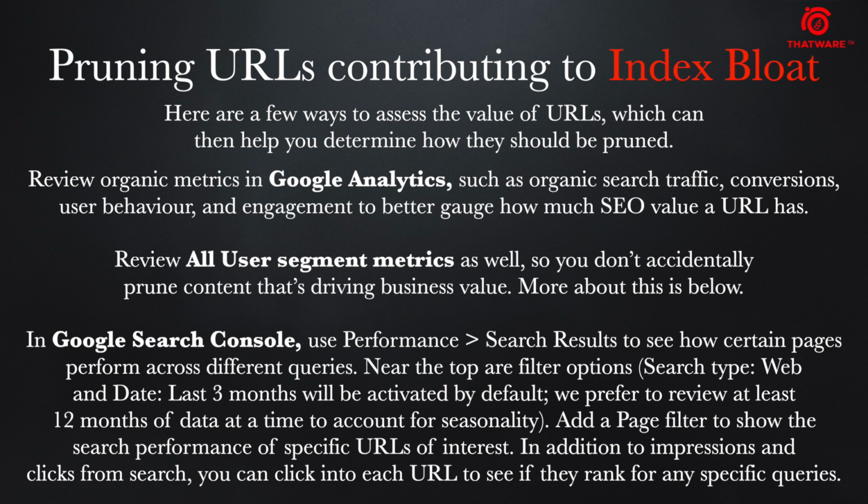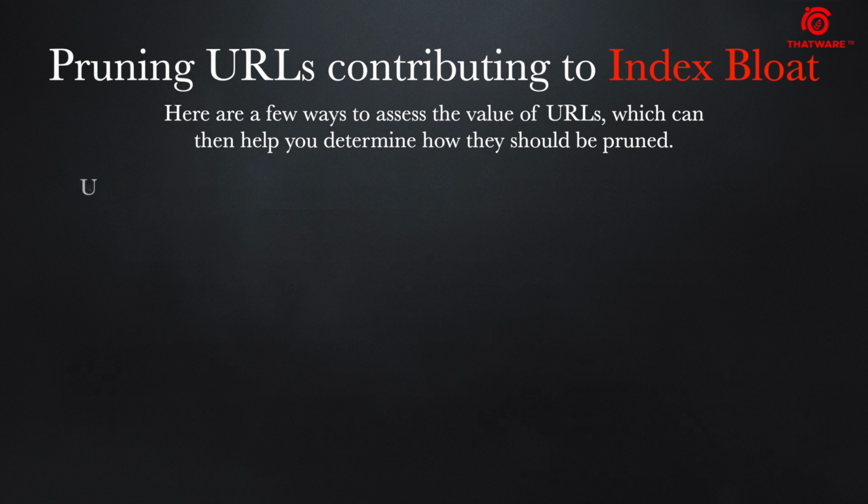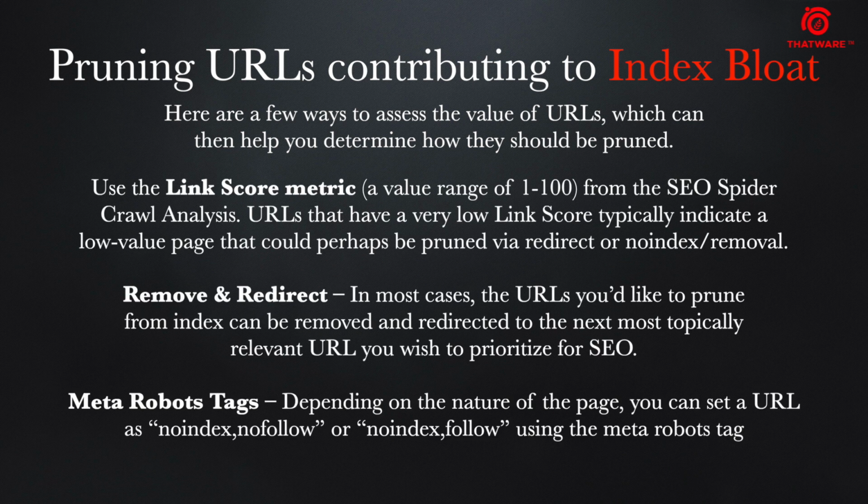At first, review the organic metrics in Google Analytics, and if you see that any URL has bad behavior or negative engagement, then it needs to be urgently re-optimized, deleted, redirected, or refurbished. Apart from that, you can also check the user metrics from Search Console for the last 12 months to 3 months, and see if the click-through rate and the impressions are performing properly or not. A few other areas are meta robots, remove and redirect, link score metric, noindex, nofollow, disallow, and canonicalization.